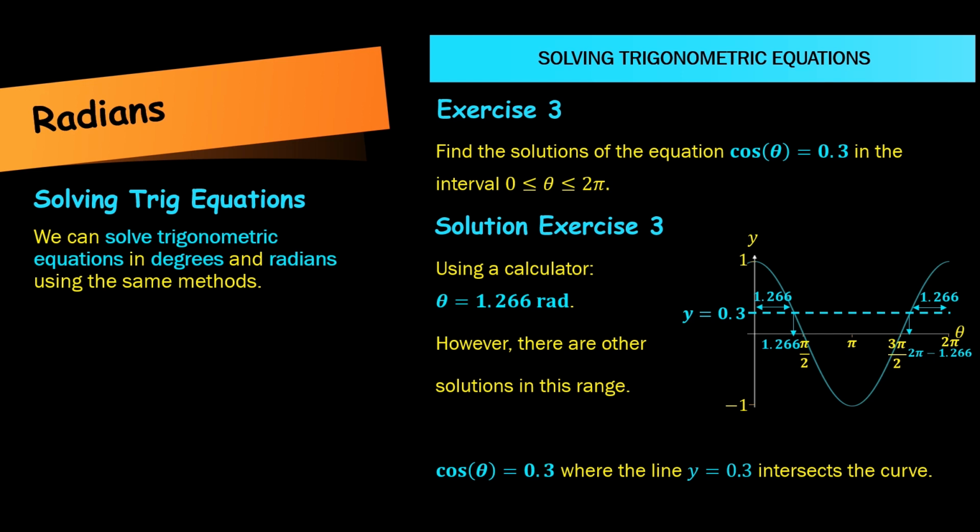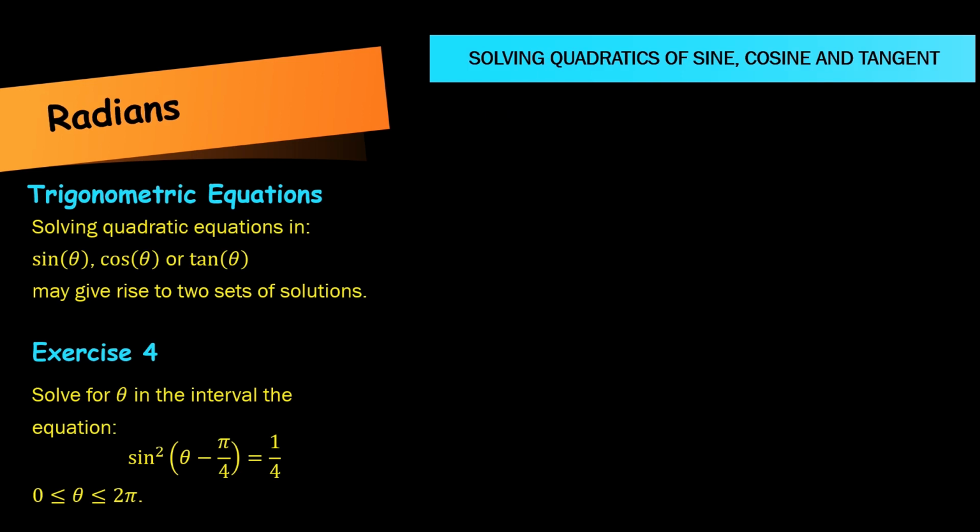Now cos theta equals 0.3 is where the line y equals 0.3 intersects the curve. Therefore, theta equals 1.266 radians and theta equals 2 pi minus 1.266 radians, which is of course equal to 5.017 radians. Let's now take a look at another example.